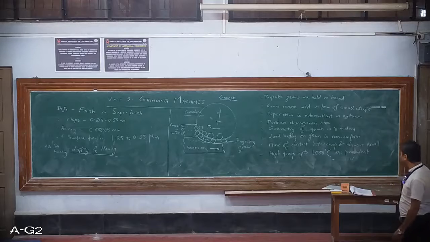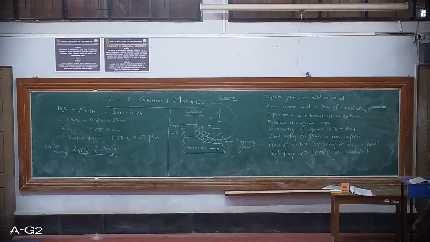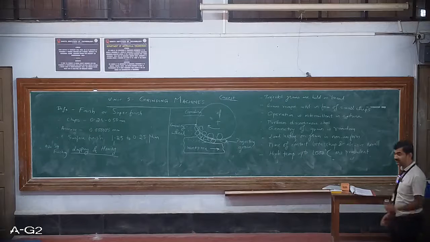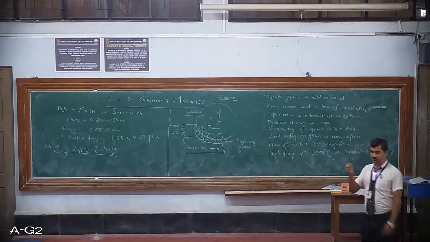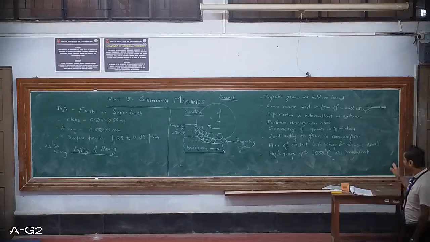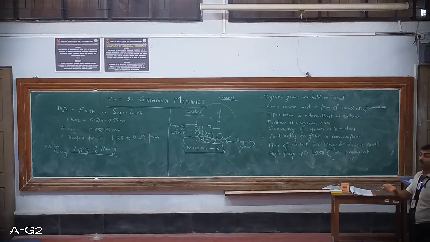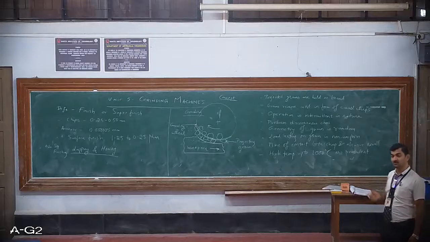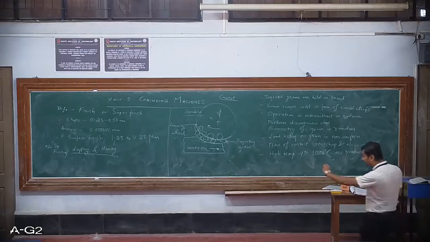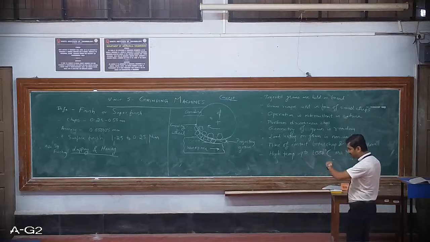Next, the load acting on the grain is non-uniform, and the time of contact between the chip and the abrasive is very small. For a small instance, the abrasive will prick and go off with the rotation. Each time, that particle will again take part in plucking the material. Why? Because you also have a feed. It will go on feeding, it will rub against the work.